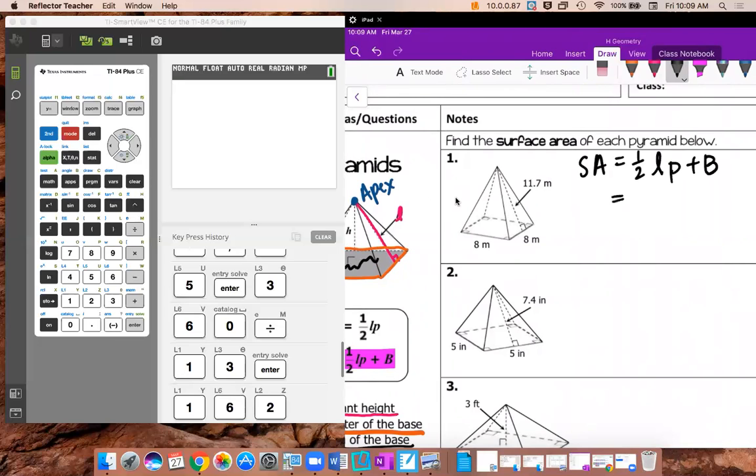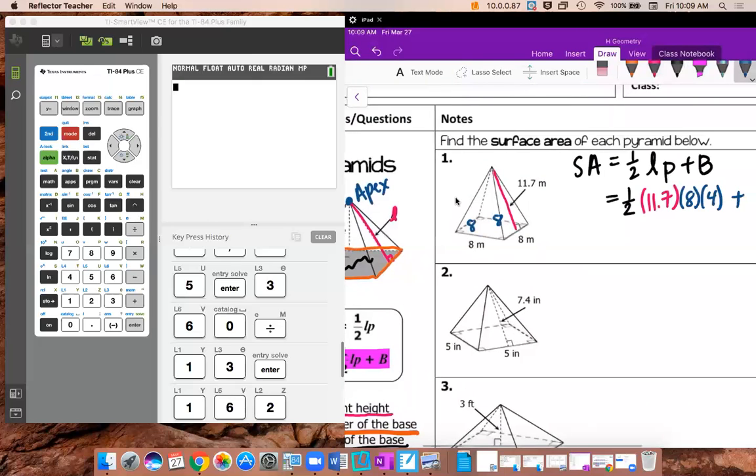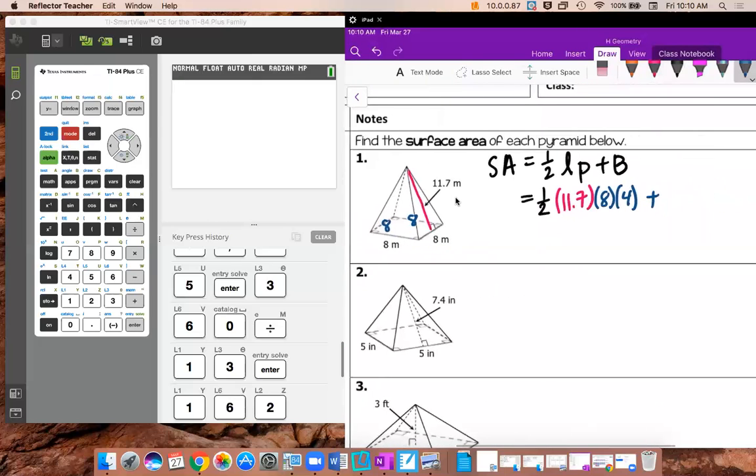Okay, so for this first one, we've got 1/2. Our slant height is this 11.7, so times 11.7. And then it looks like the bottom of our figure is a square because both sides are 8, so these are both going to be 8 as well. If I add all of that up, that's the same thing as doing 8 times 4, plus the area of our base, which in this problem is going to be 8 times 8, or 8 squared.